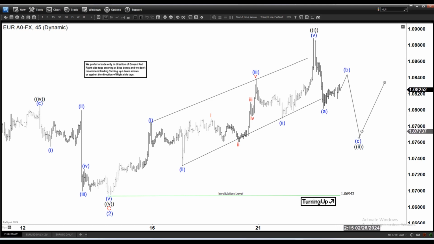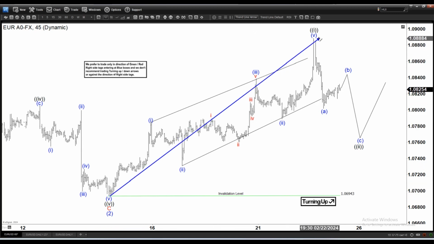Now in the 45 minutes time frame, we can see we ended wave 2 here at 106.94. That means we have started with wave 3 higher, but again, what I want to focus on is only the shorter cycle, which is the idea that the rally from here looks like a 5 swing. 1, 2, 3, 4, 5. It could be diagonal if there's an overlap, it doesn't matter.